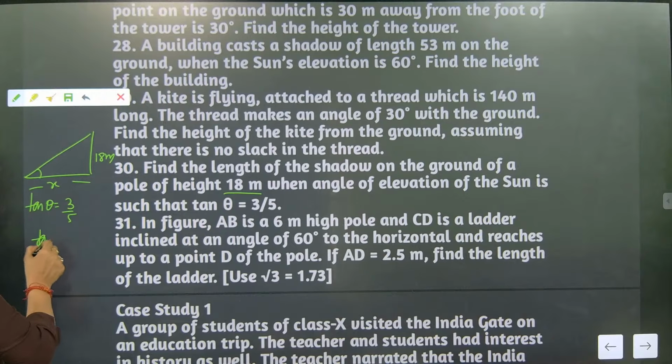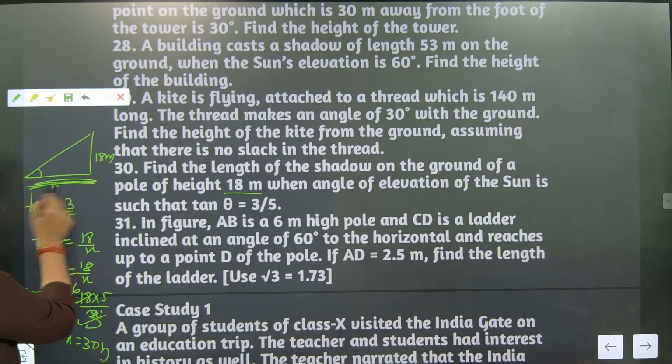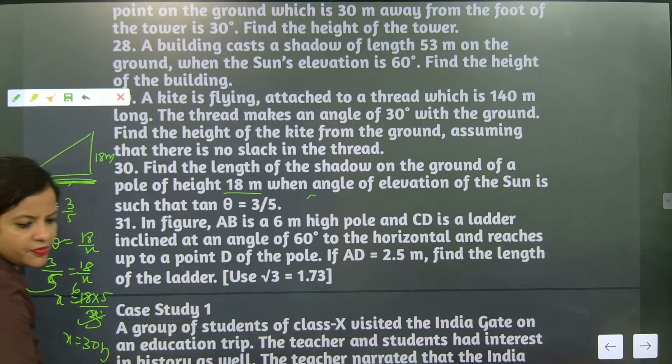So you know that tan theta is equal to 18 by x. So tan theta value 3 by 5 is equal to 18 by x. So x is equal to 18 into 5 by 3. 3 sixes are 18. So x is coming as 30 meter. So the shadow length is 30 meter.